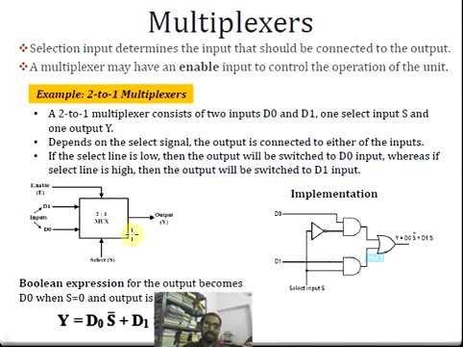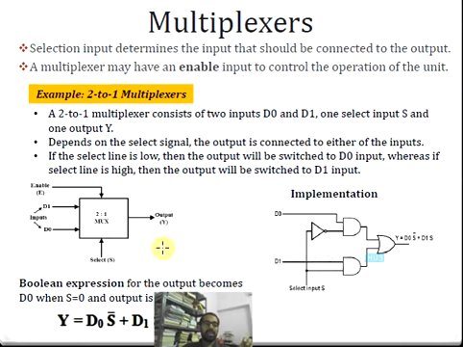So the corresponding Boolean expression is represented using this formula: the output Y is equal to D0 into S bar. So this will be high. D0 will be transmitted only when S is equal to 0. When S is equal to 0, S bar is 1, or D1 and S. So when S is high, D1 will be transmitted. At that time S bar is 0, so only D1 will be transmitted. So this is the Boolean expression for this 2 to 1 multiplexer.